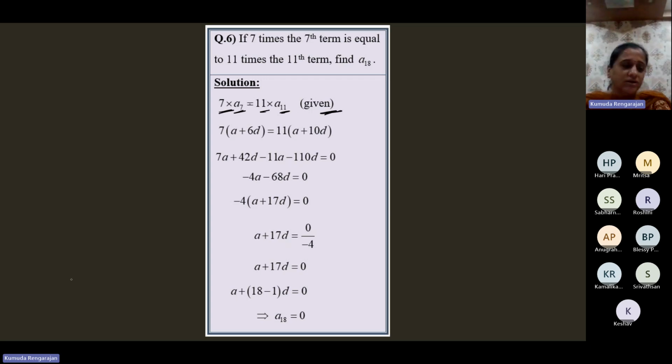This is an equation, right? The information given makes an equation. 7 times the 7th term is equal to 11 times the 11th term. So we are able to construct an equation from the information given. So good, we'll solve. We'll try to work this equation and see what happens. A7 is A plus 6D. A11 is A plus 10D.